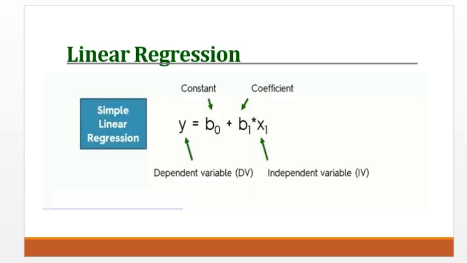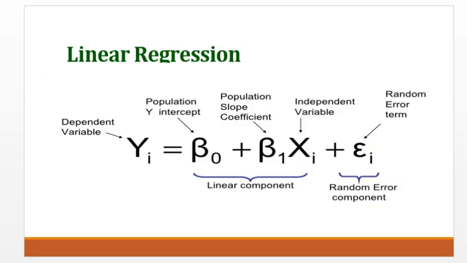It is also written in the format of b0 + b1 * x1, or the dependent variable yi = beta naught + beta 1 * xi + ei. Here ei is the random error component, xi is the independent variable, beta 1 is the population slope coefficient, and the linear component comprises the population y-intercept and the population x-intercept.